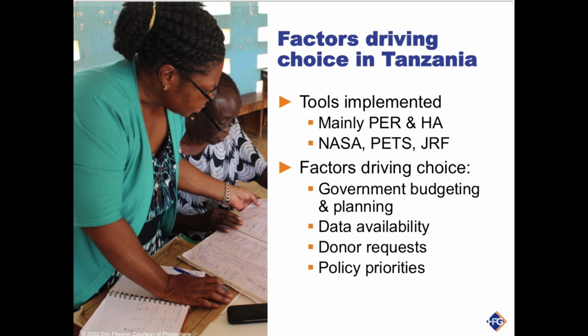The other factor is the data availability. Here, the public expenditure review is mainly using the data that is coming through the central government system, the Ministry of Finance and the local government authorities. So it's easy to do that quickly because you just extract the data from those systems, compared to conducting the national health accounts and the NASA, where you need to take more time to collect data and do the analysis.